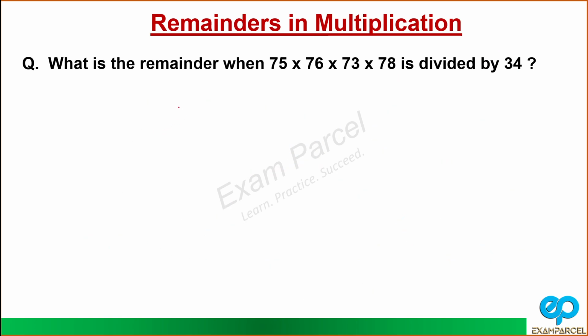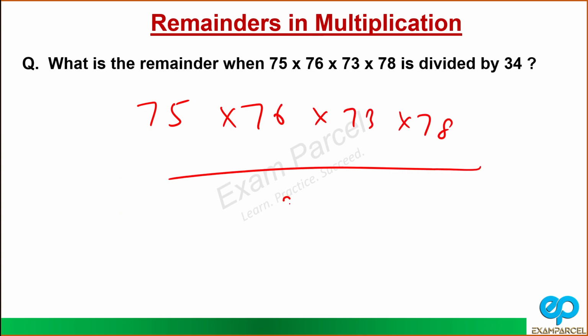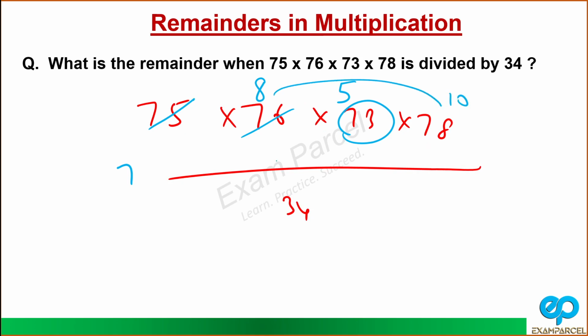Okay, so now let's do this one. So 75 into 76 into 73 into 78 by 34. Now 34 into 268, so this is going to give me 7, right? This is going to give me 7. This is going to give me, obviously this is one more, so this will give me 8. Now this is 3 less than this, so 5. This is 2 more than this, so 10, right?